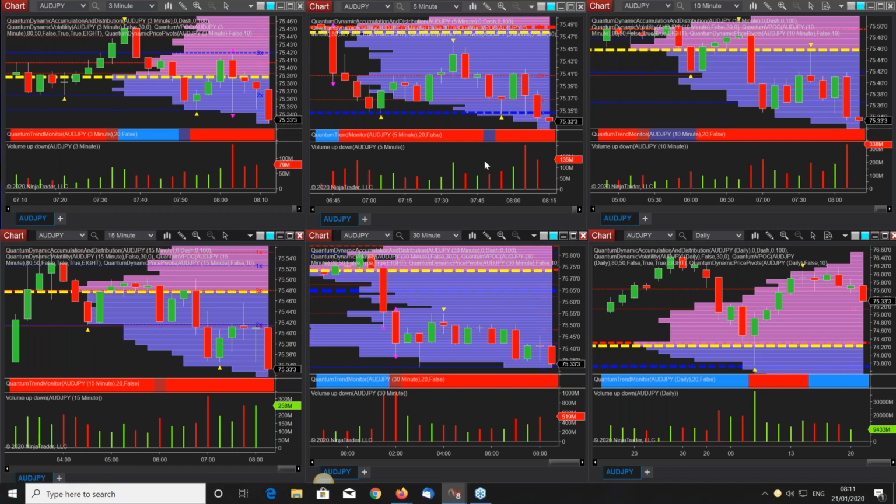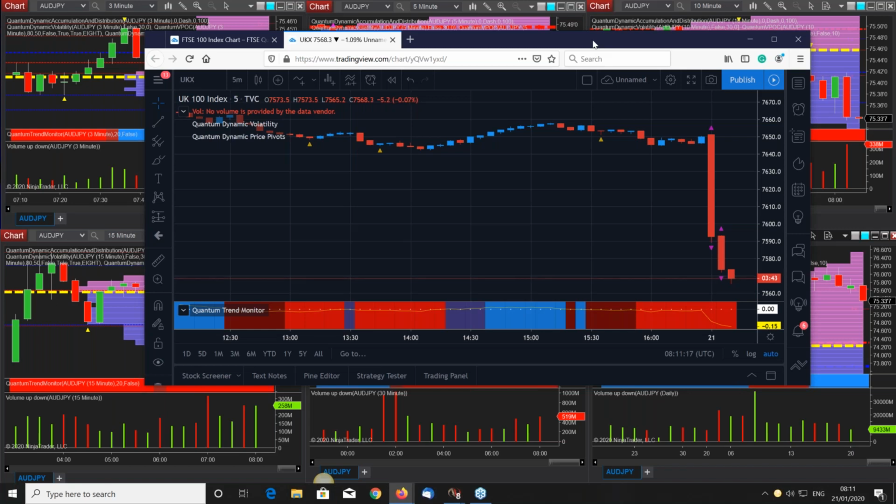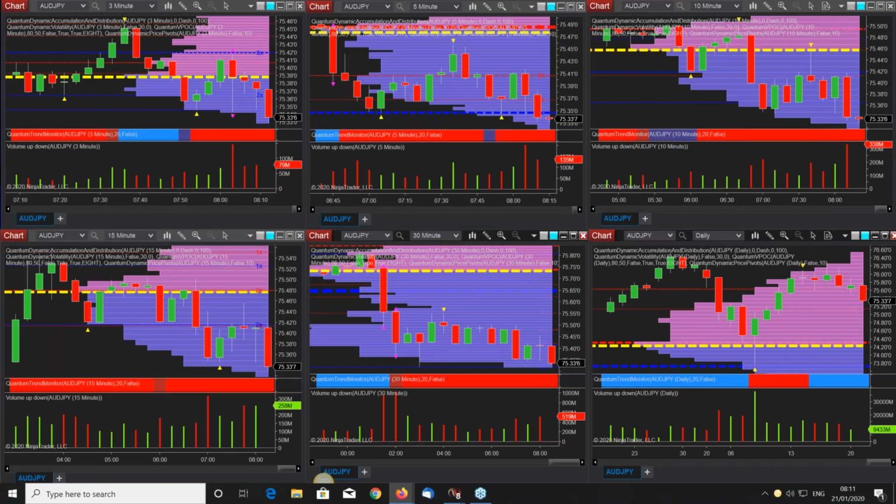Just keeping an eye on the FTSE 100. Just put it over again for you. It's carrying on down, no great surprise. There we go, over there. So we're well down on the open so far. It hasn't got volume on that chart, unfortunately, but I have on others. And that's what we're seeing.